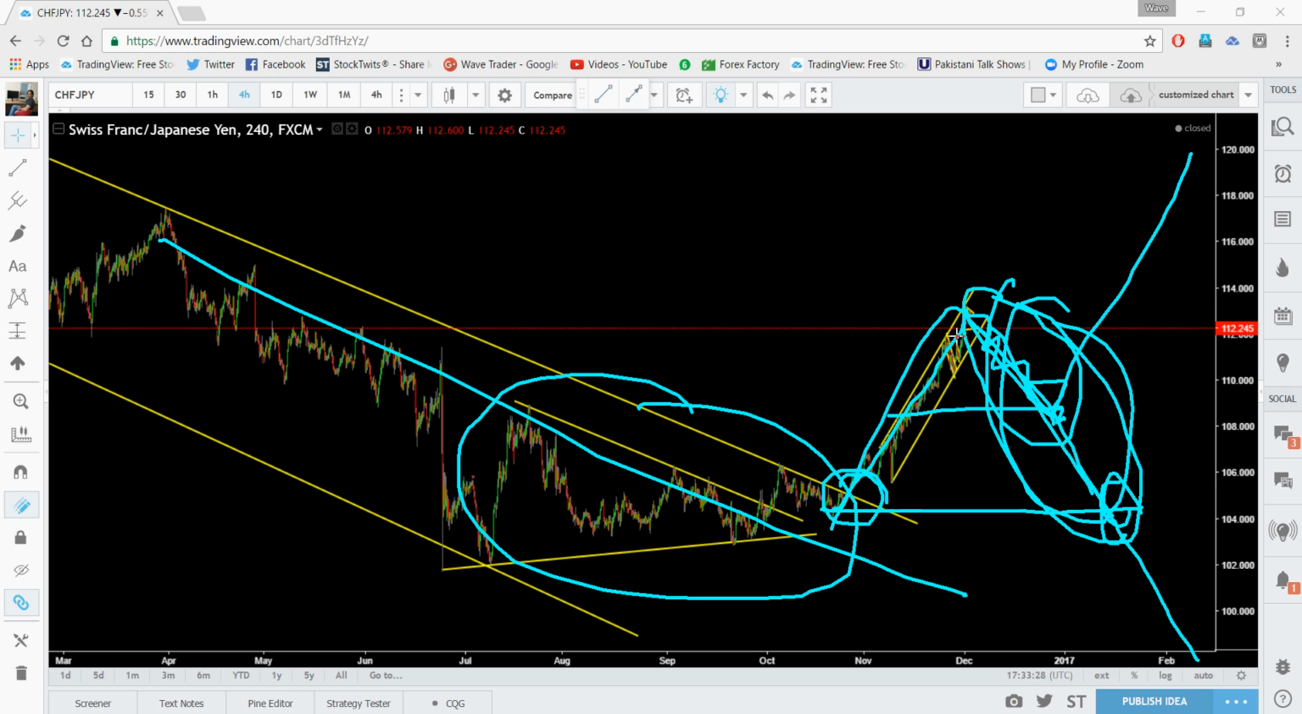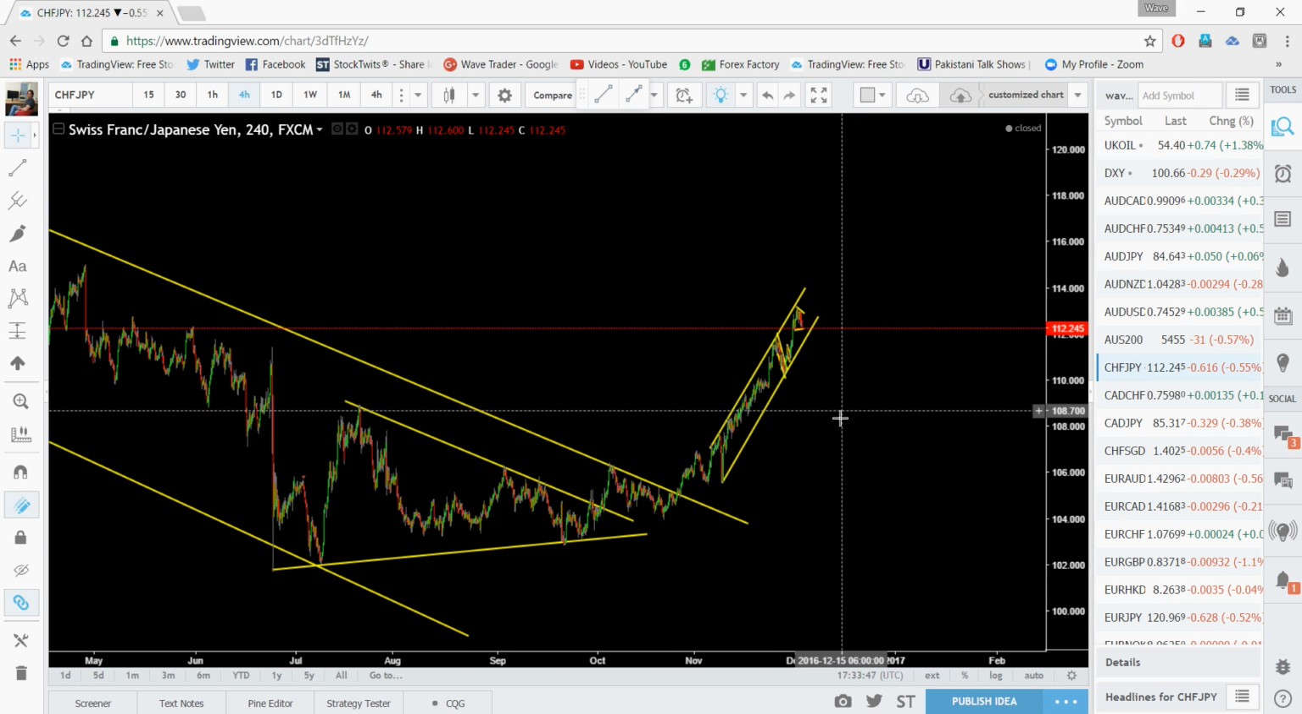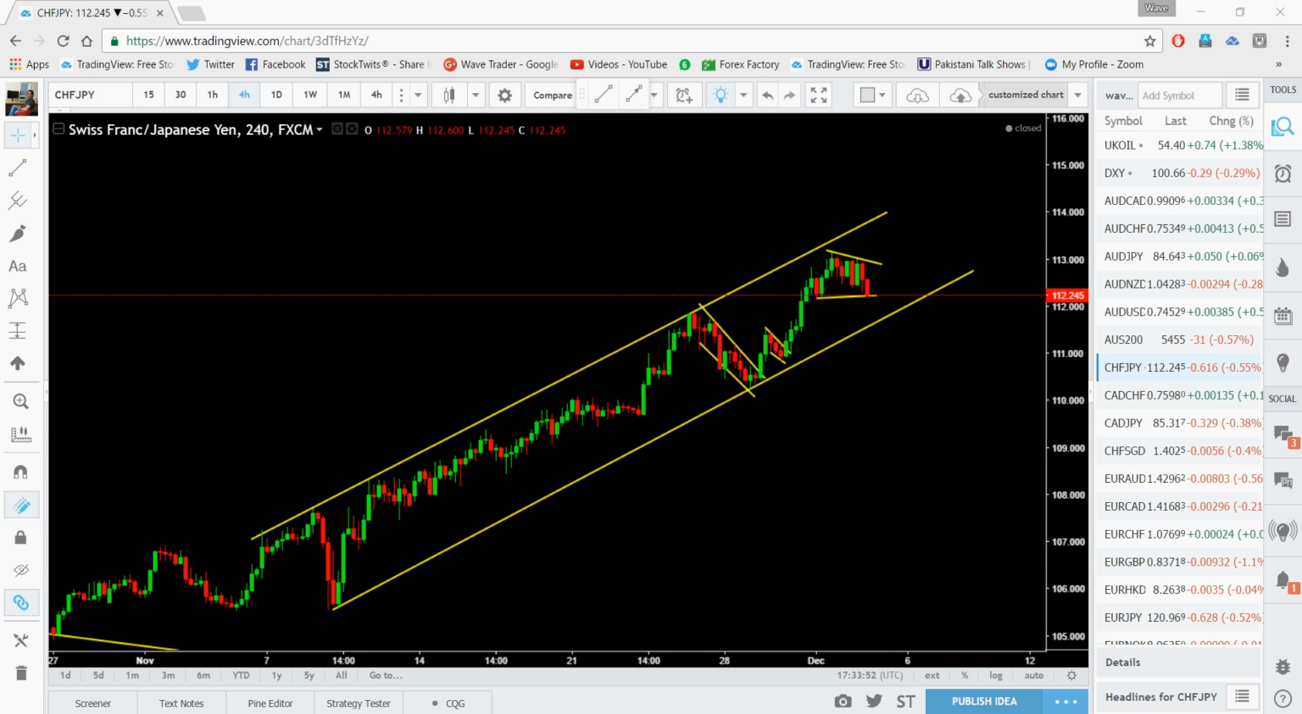Whenever price is going to push to the upside, we're going to look for sell. If this wave is going to be a corrective wave, then we're going to look for the next impulse to the upside. This is how we're going to deal with this. You can have buy and sell within this channel, no worry at all.